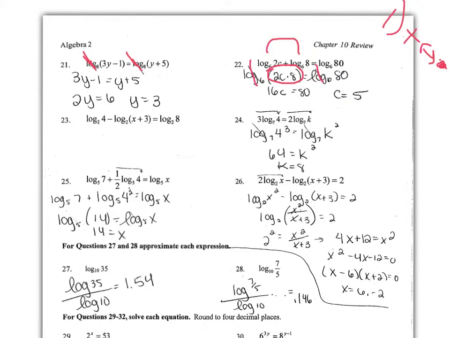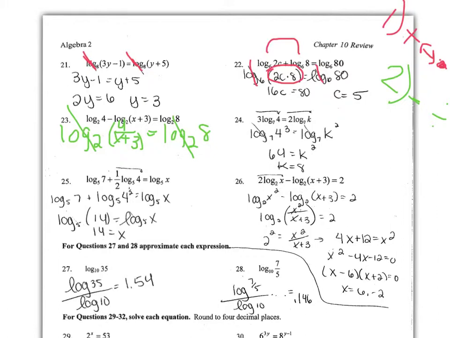For number 23, I have no idea why I missed it, but this is the second rule that we learned, and that is subtraction becomes division and vice versa. So for number 23, we can combine these into one log using division. Log base 2 of 4 divided by x plus 3 equals log base 2 of 8. Then we can cancel our logs, leaving 4 over x plus 3 equals 8.